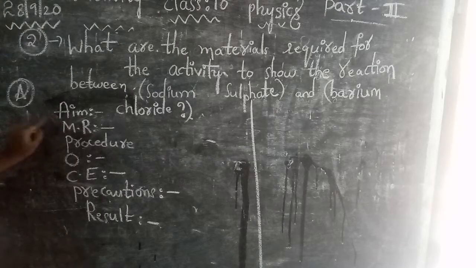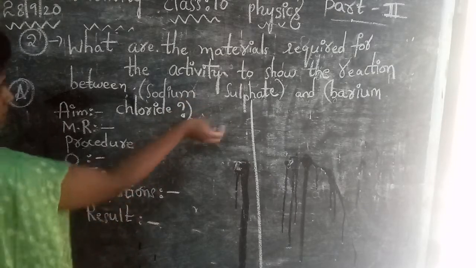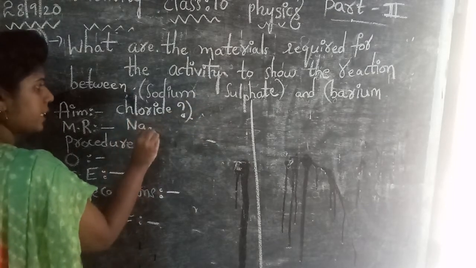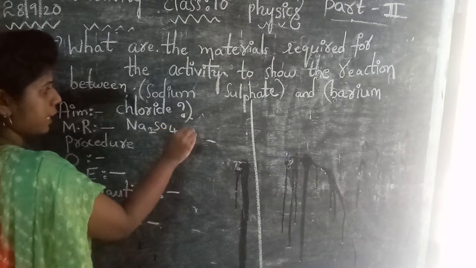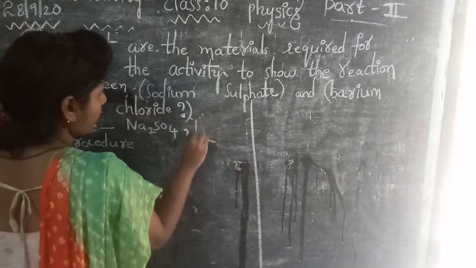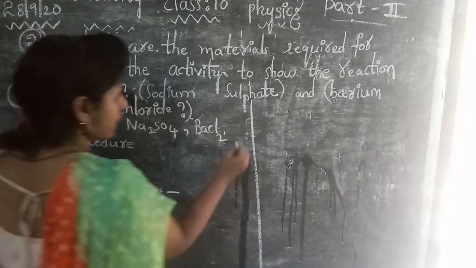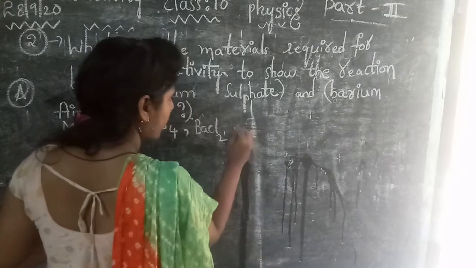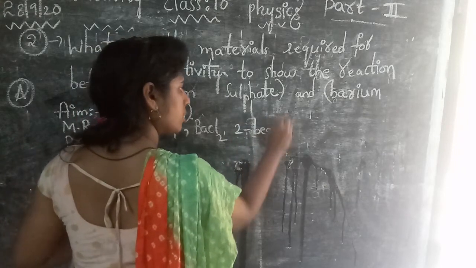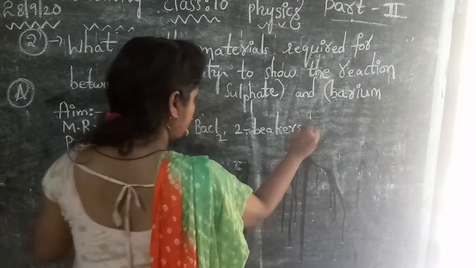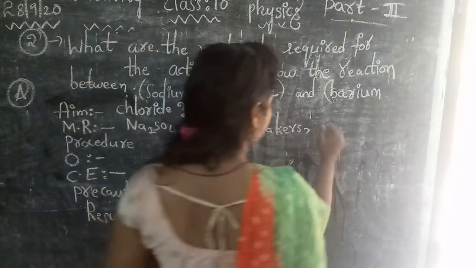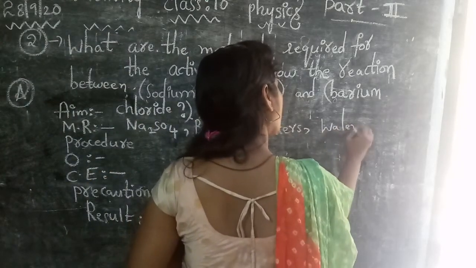Materials required. The first one is sodium sulfate, formula Na2SO4. Next one is barium chloride, BaCl2. We need 2 beakers. How many beakers do we require? 2 beakers. Then we require water, a liquid.